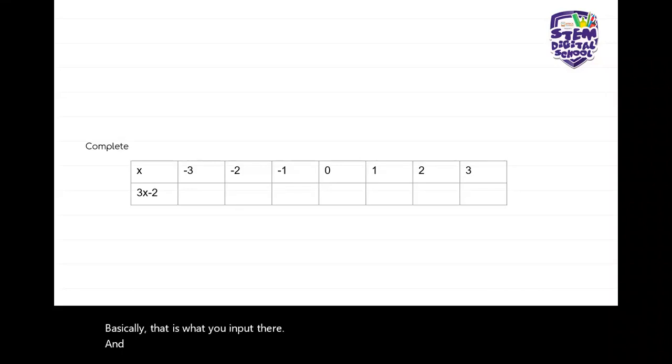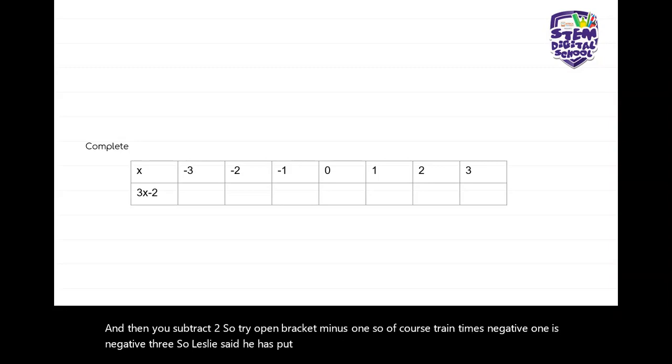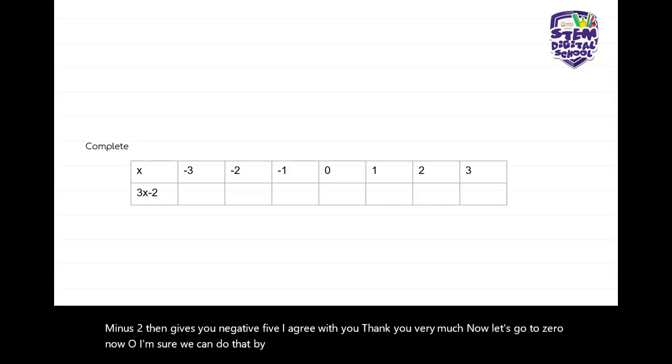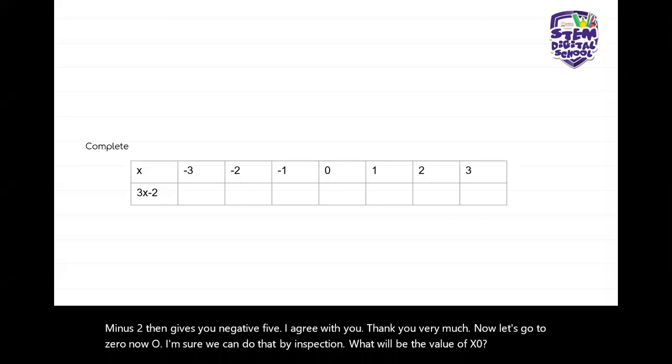So 3 open bracket minus 1. So of course, 3 times -1 is -3. So as Lesedi has put it, -3 minus 2 then gives you -5. I agree with you, Lesedi. Thank you very much. Now, let's go to 0. I'm sure we can do that by inspection. What will be the value if x is 0? What is the value of the expression?